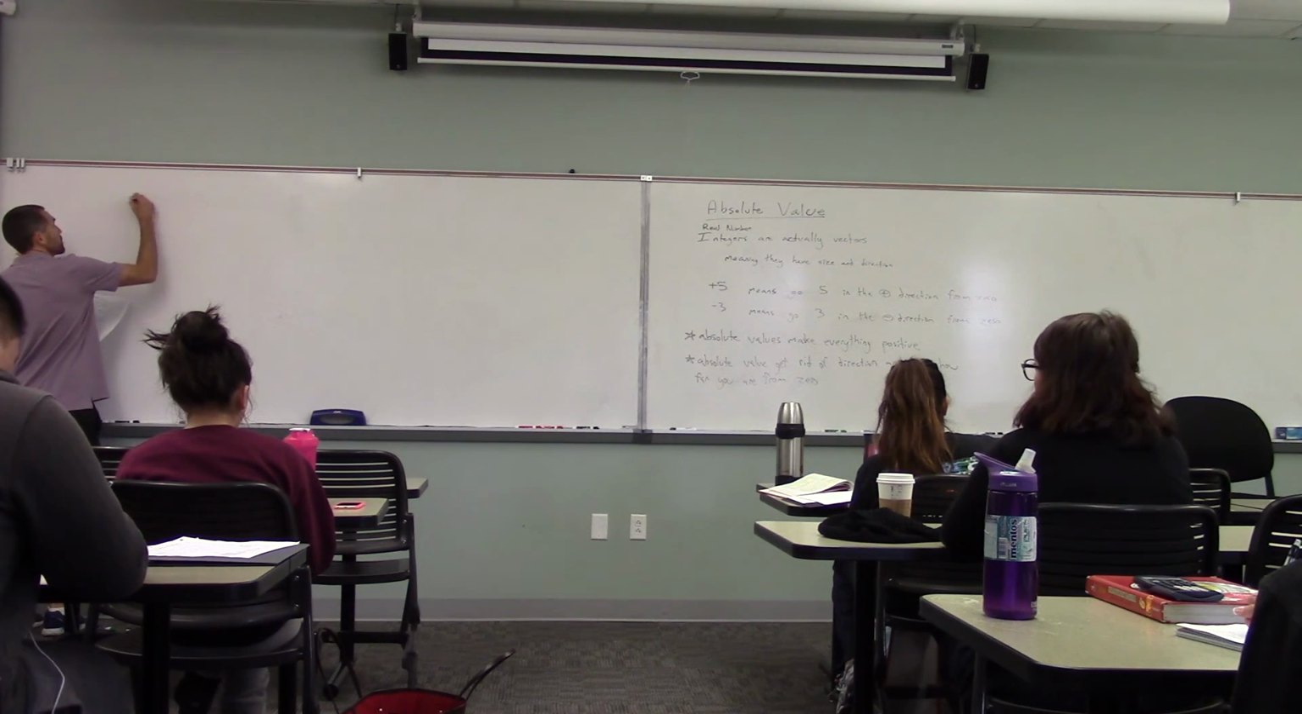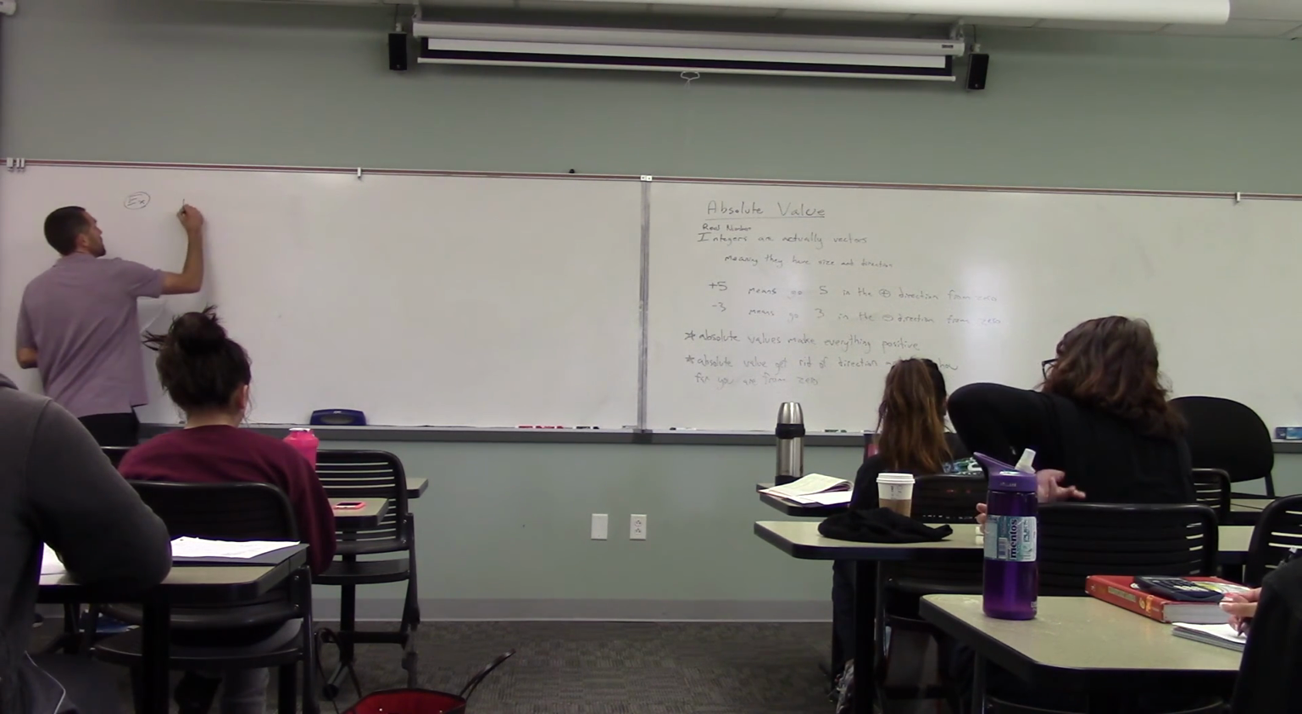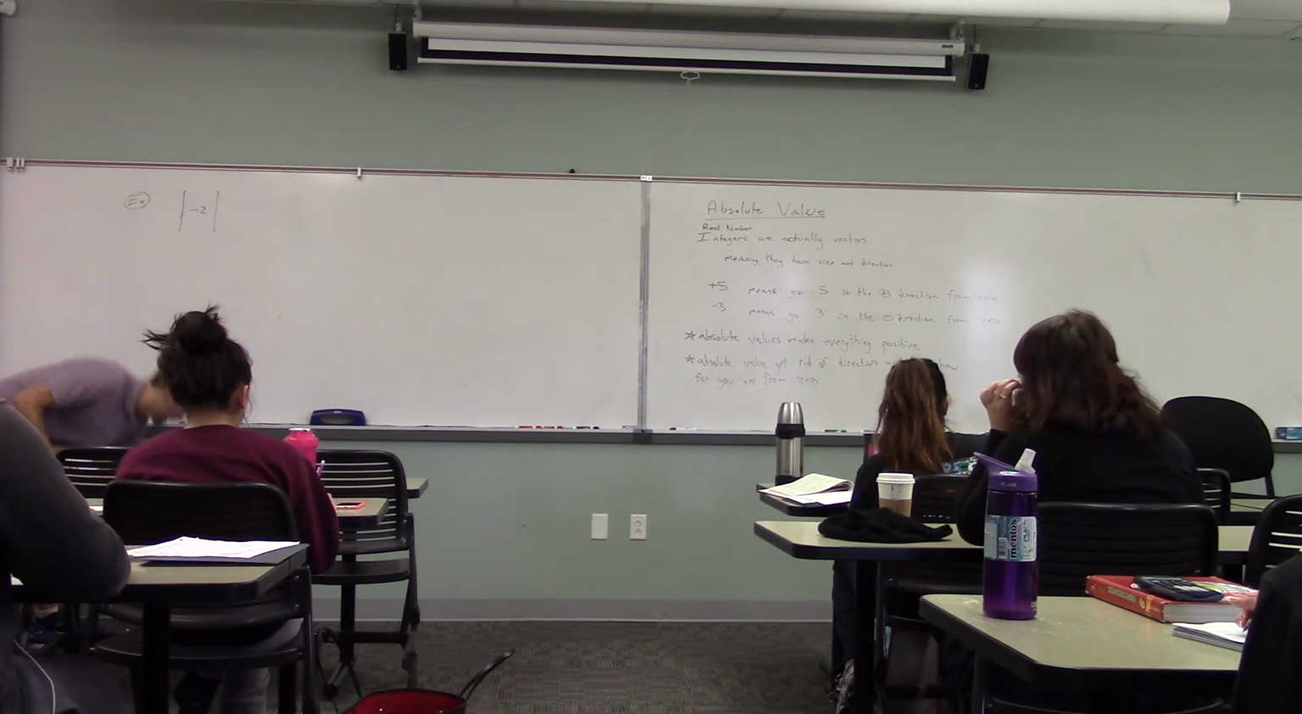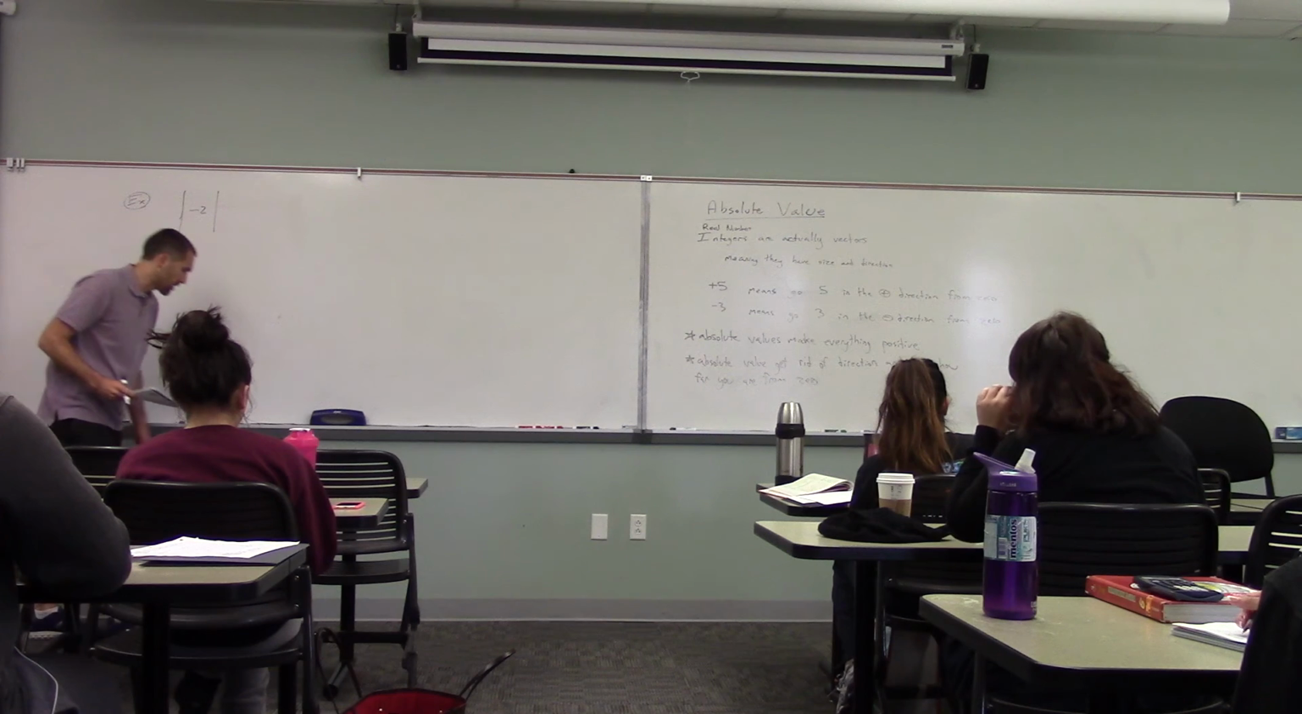Okay, so here's some examples really quick. Not from the book, just made up. So absolute value of -2. When I draw absolute values, I make my lines incredibly tall, like comically large.